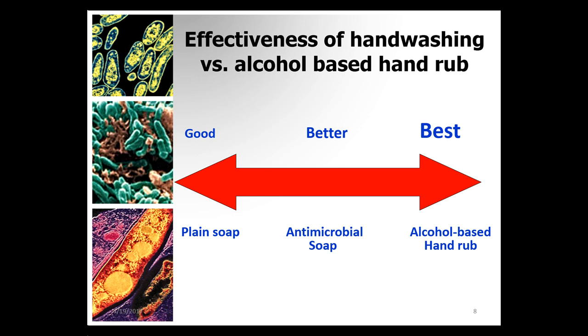Next slide. The effectiveness of hand washing versus the alcohol-based hand rub. It does vary. Plain soap is considered good. Antimicrobial soap is a little better. Both plain soap and antimicrobial soap will wash off the bacteria. Antimicrobial might kill a little bit of it, the antimicrobial soap. However, the alcohol-based hand rubs are the best. They are superior to the other two products because it will actually kill the bacteria on the hands. Next slide.